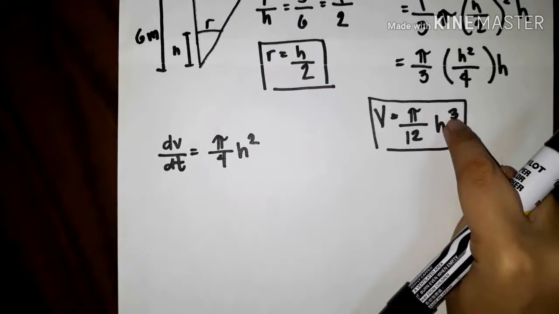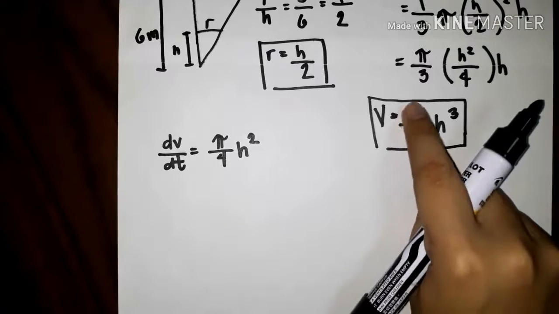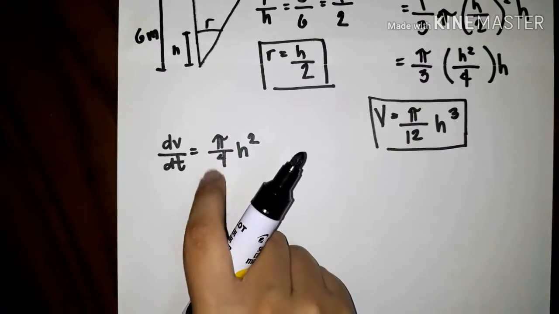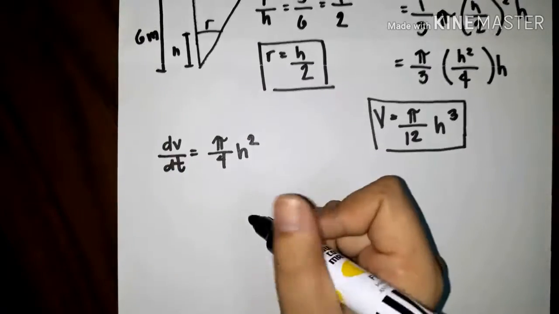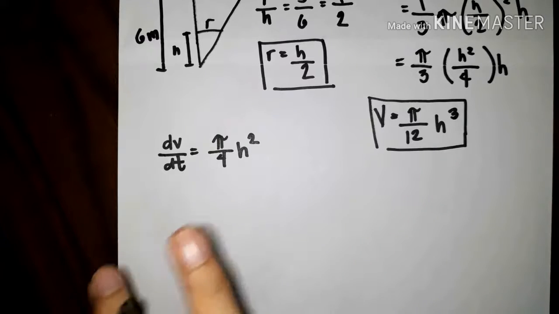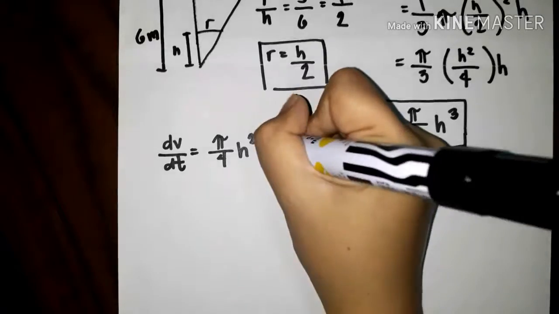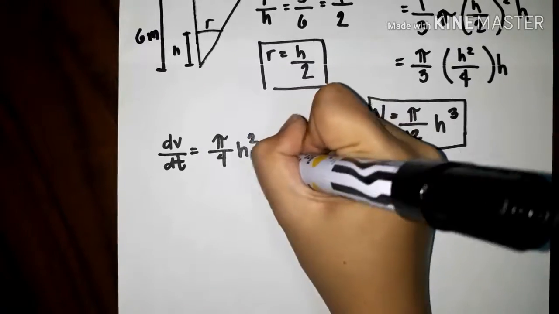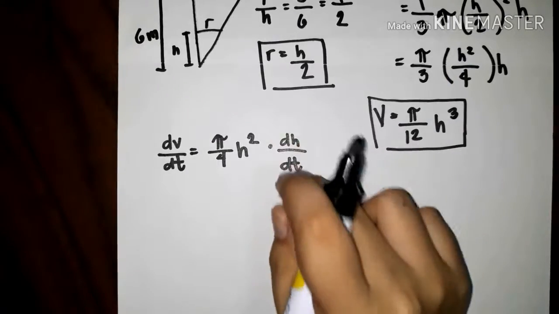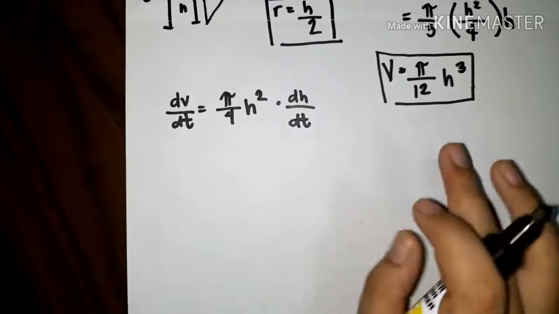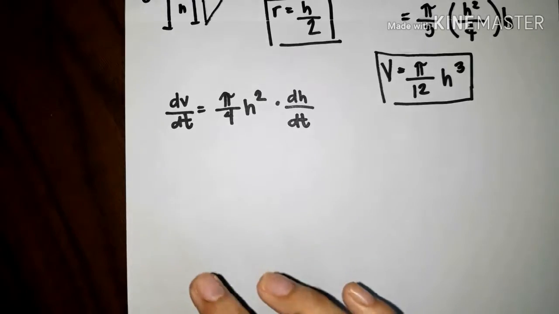You subtract 1 from the exponent and then multiply by 3. So we get pi over 4 h squared. Remember that we are implicitly differentiating here because we're taking V with respect to t. So we need to add dh over dt. This is exactly what we want to find. Now we're going to isolate dh over dt from the equation that we have made.